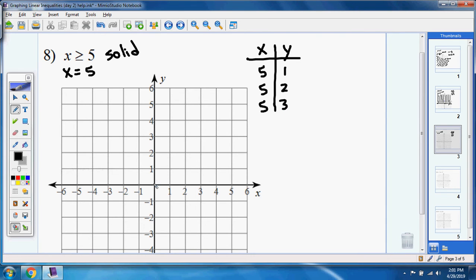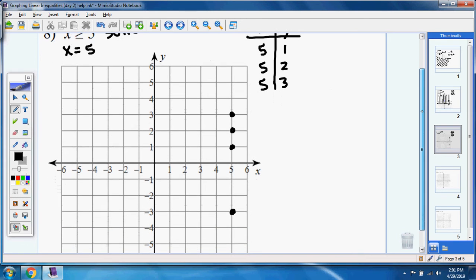So what I'm going to do again, my directional counting, starting at the origin every time. X is 5, y is 1. Back to the origin. X is 5, y is 2. X is 5, y is 3. I could have done x is 5, y is -3. As long as the x is 5, I am good. All right, we got a solid line.